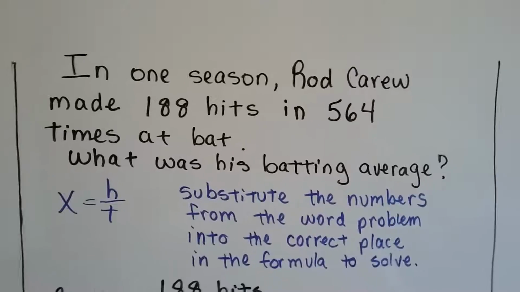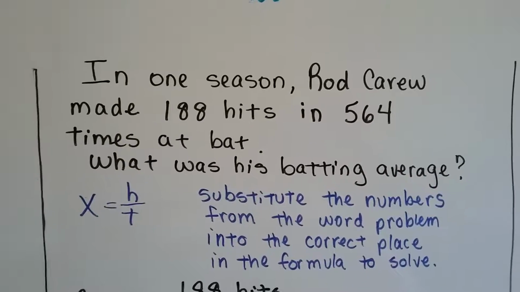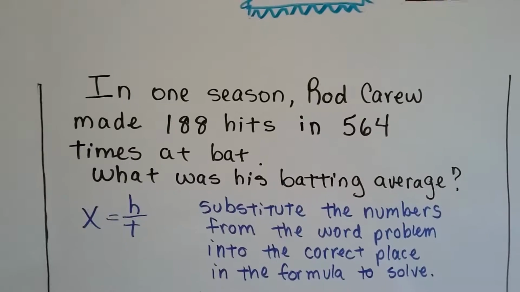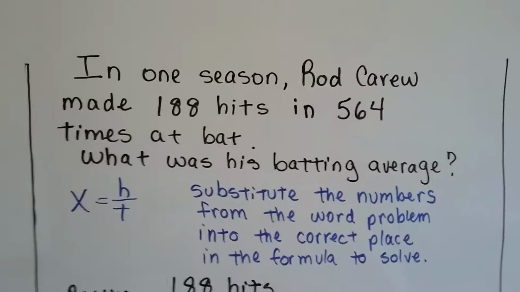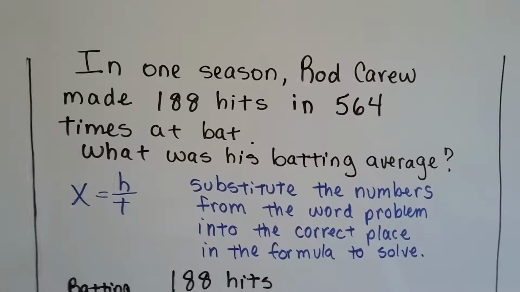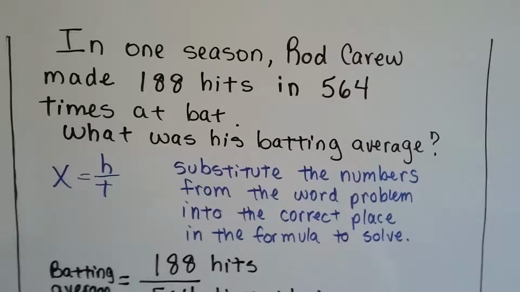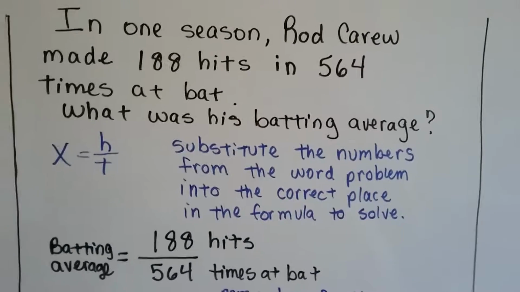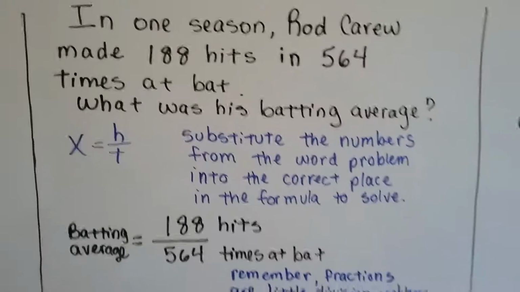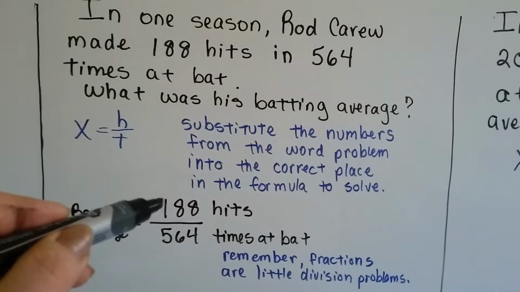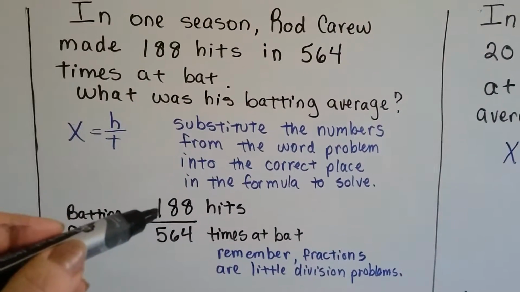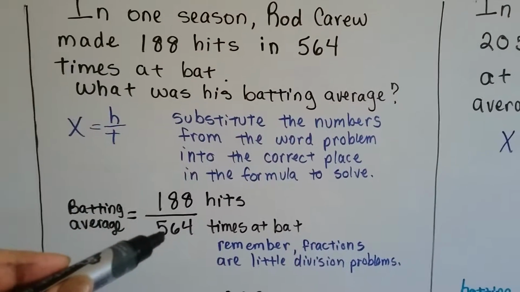In one season, Rod Carew made 188 hits in 564 times at bat. What was his batting average? Well, we substitute the numbers from the word problem into the correct place in the formula and we solve it. He had 188 hits, so the numerator is the hits, so we put the 188 here. The times at bat is the denominator, so we put that here.